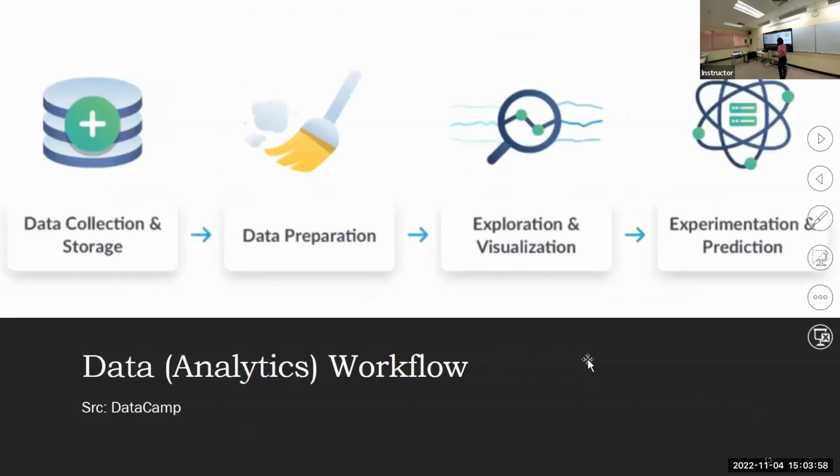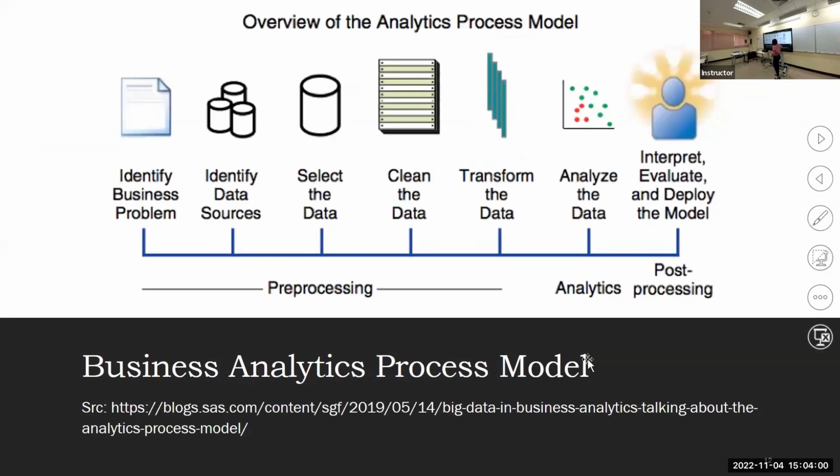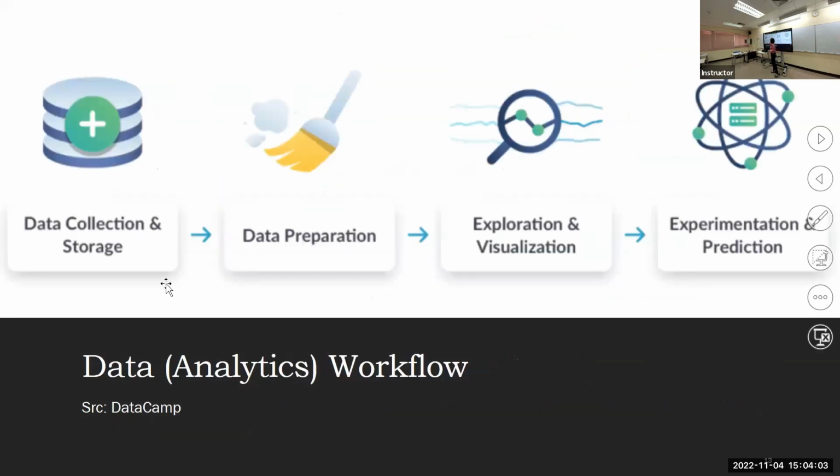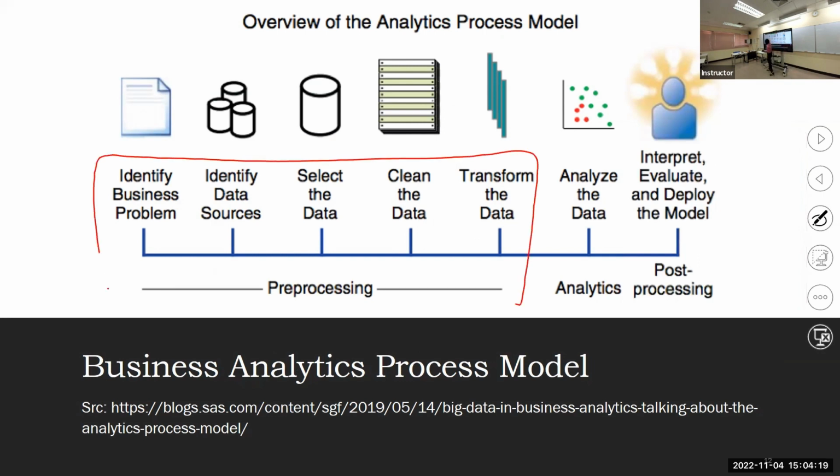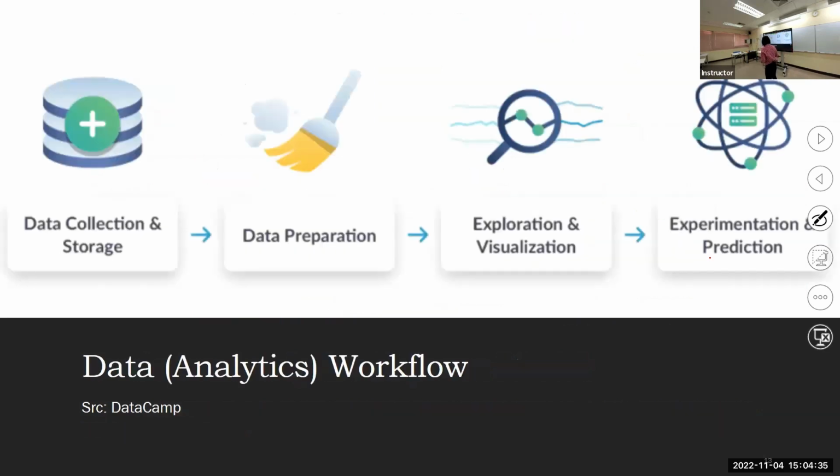The first 5 steps are considered to be part of pre-processing. Only these steps, right? Number 6 is the analyzing step. And after that, post-processing means making use, deploying, and so on.